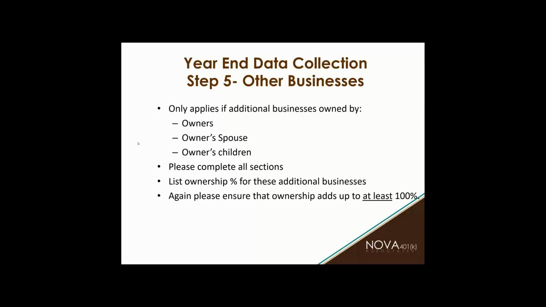So if any of the owners of the company that sponsors the retirement plan, if any of those owners, their spouses or children, own a separate business, please complete this section, the other businesses section, and list the ownership and percentage by person for those businesses. And again, please ensure it adds up to 100% at least.